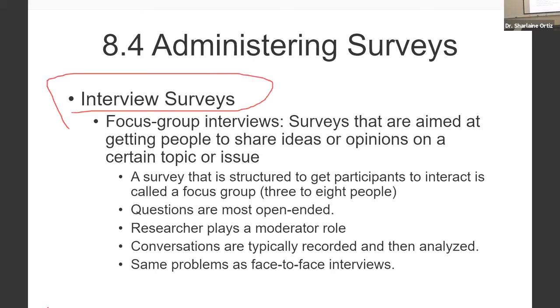Now, if we go back to our slides, you notice that we also have interview surveys. But this one's a little different. Why is that? Well, because we're going to have, first of all, focus group interviews. The intent is to survey, aimed at getting a group of people to share their opinions, share their ideas, their thoughts.